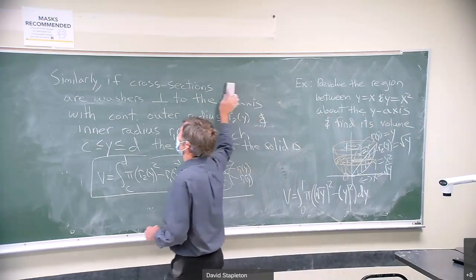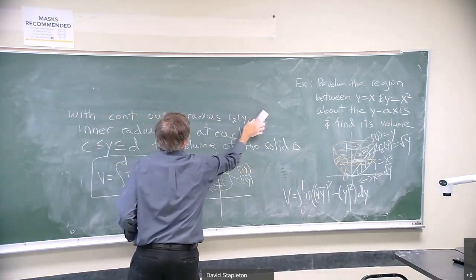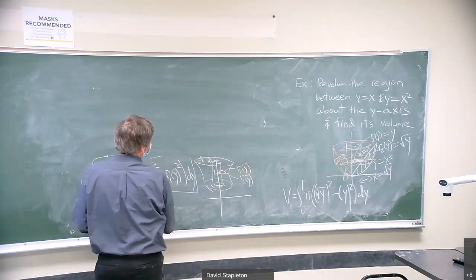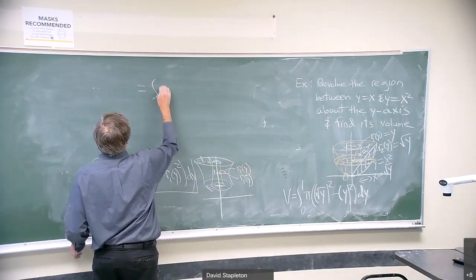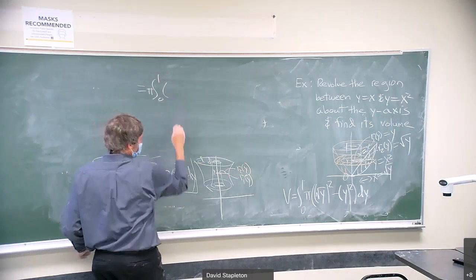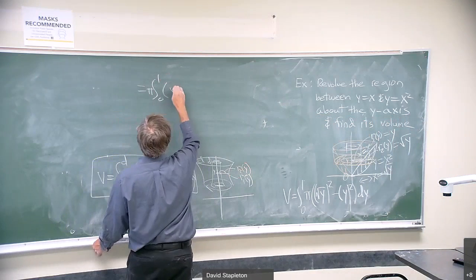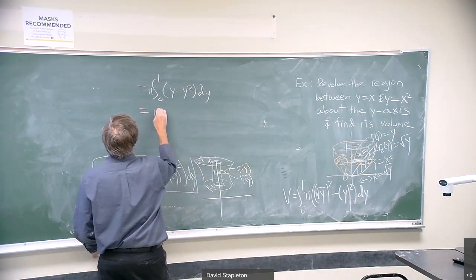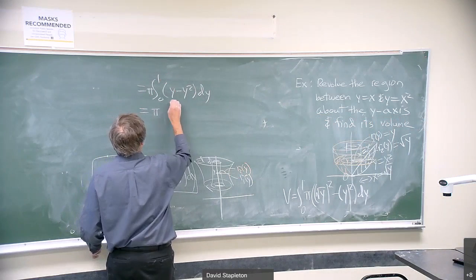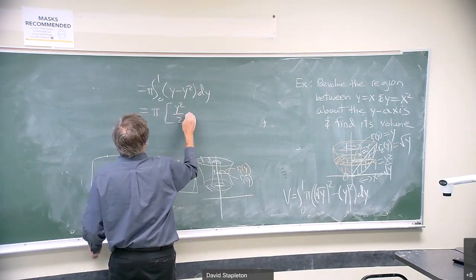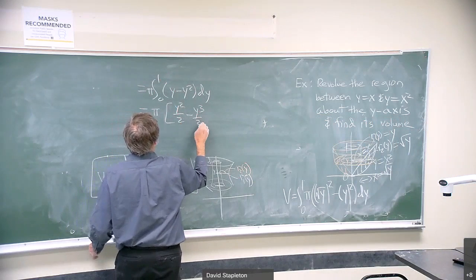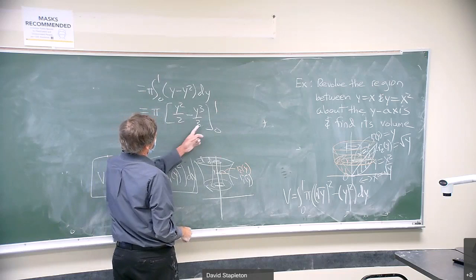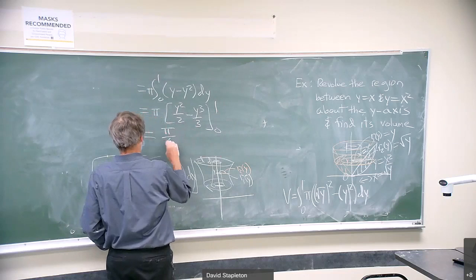All right, well, fortunately, this is actually an easier integral than the last one, right? It's lower powers anyway. So this is the integral from 0 to 1, pull the pi out, of y minus y squared dy, is pi times y squared over 2 minus y cubed over 3, plug in 0, 1, and take the difference. 1/2 minus 1/3 is 1/6, so this is pi over 6.